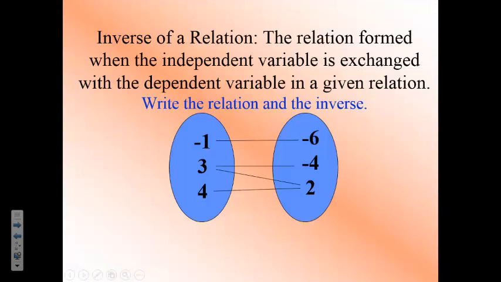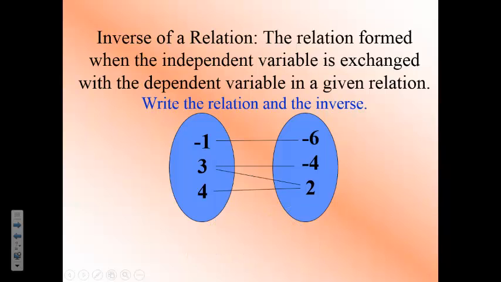Another concept we are going to discuss is the inverse of a relation. The inverse of a relation is the relation formed when the independent variable is exchanged with the dependent variable in a given relation. So basically, what does that mean? Think about that definition. The independent variable is exchanged with the dependent variable. Well, the independent variable is which? That is my x value. So the x value is exchanged with the y value in a given relation.